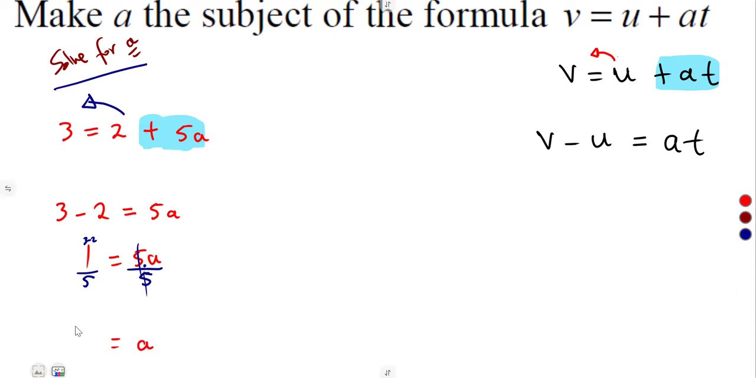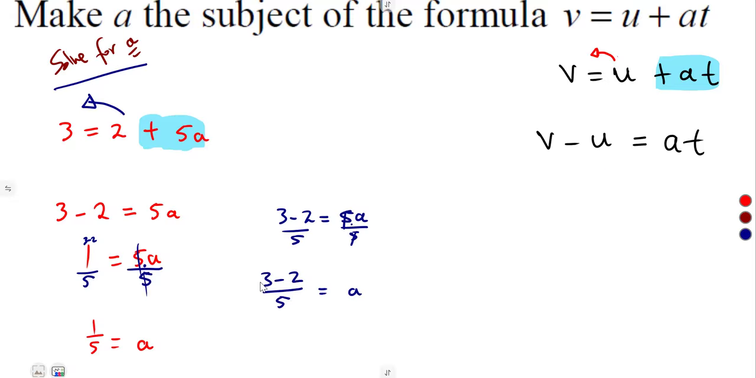So A is equal to what? Remember, you subtracted 3 minus 2 and got a 1. So it's 1 over 5. Remember where we got this 1? From 3 minus 2. In actual sense, it was supposed to be like this: 3 minus 2 is equal to 5A. Then I divide by 5 here. So A is equal to 3 minus 2 over 5. But we can simplify 3 minus 2. This is what is happening here. V minus U cannot be simplified.